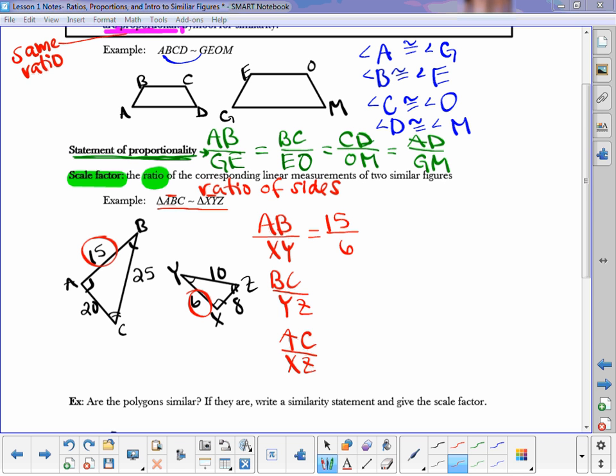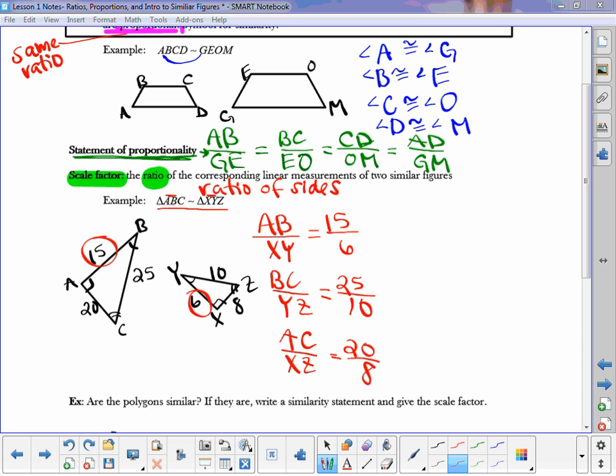Okay, so let's go ahead and write these out, and then we'll simplify them. BC was 25, and YZ was 10. AC is 20, and XZ is 8. Do we agree with these? Guys, do we agree? Yeah.